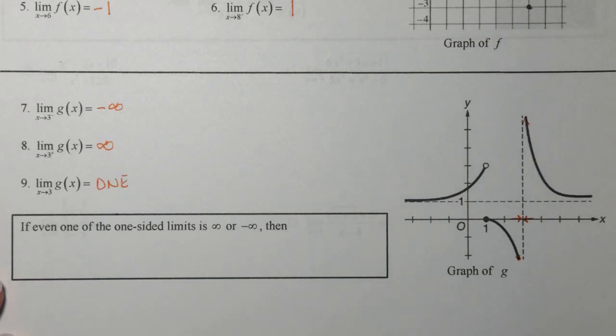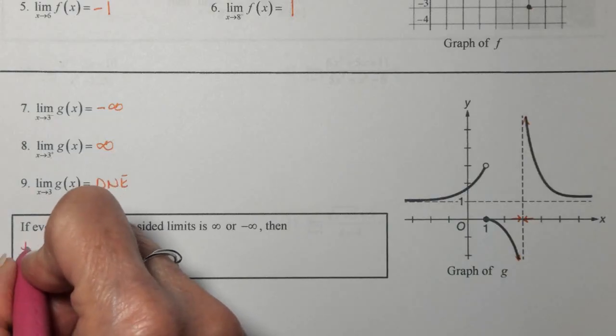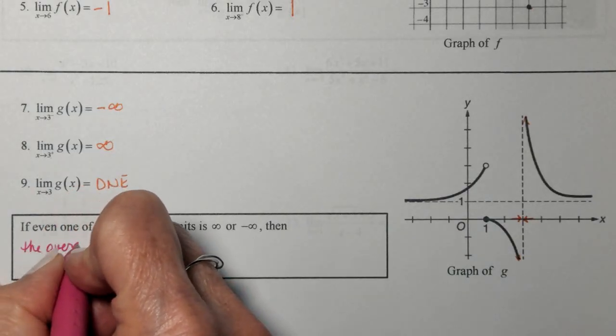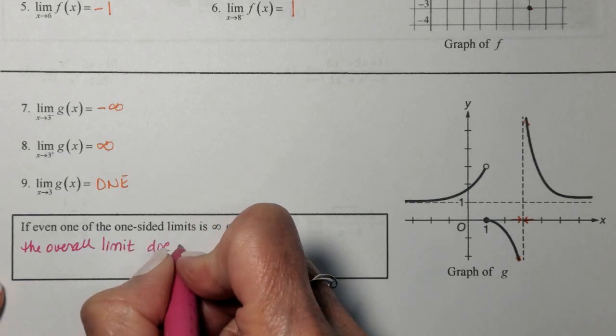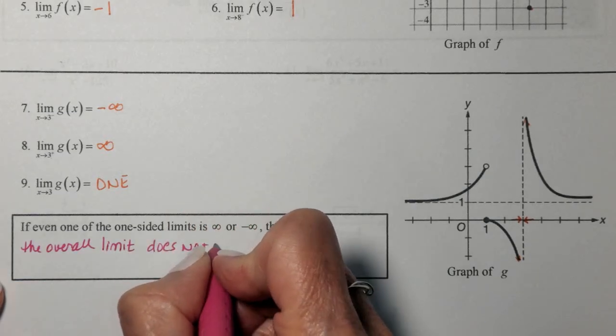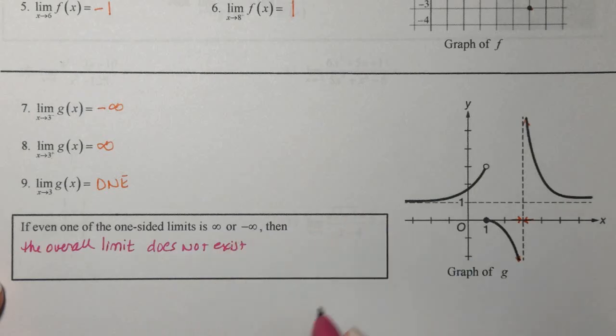Okay, if even one-sided limit is infinity or negative infinity, then the overall limit does not exist. Even if only one of them is infinity, the overall limit is non-existent. Okay? I probably should have added this one.